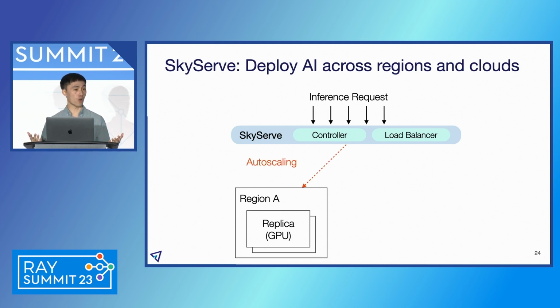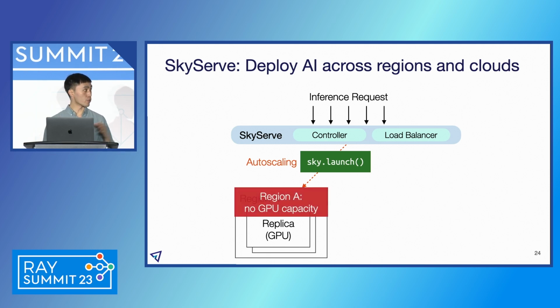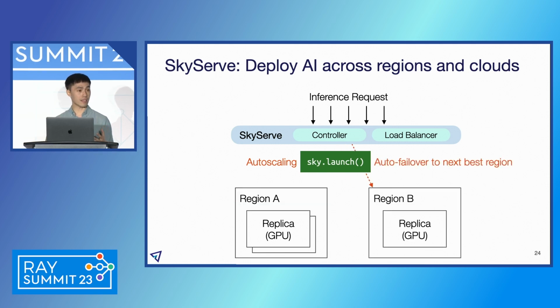Let's say we triggered an auto-scaling event due to a lot of traffic. So different from before, we are going to use SkyPilot, sky launch, to bring up a new replica. Now, because of this, if region A fails to provide capacity, SkyPilot will automatically fail over to the next cheapest region. So here we can succeed in bringing up a new replica in region B.